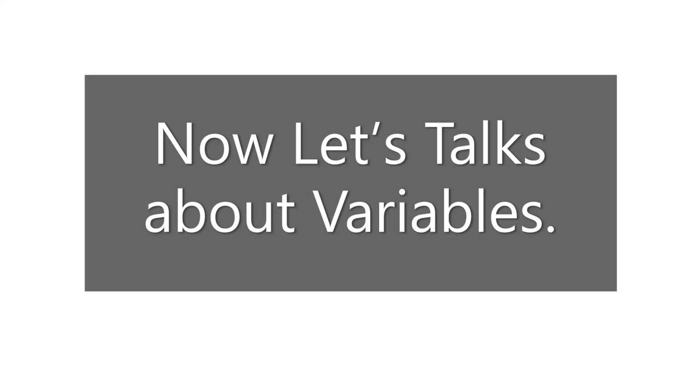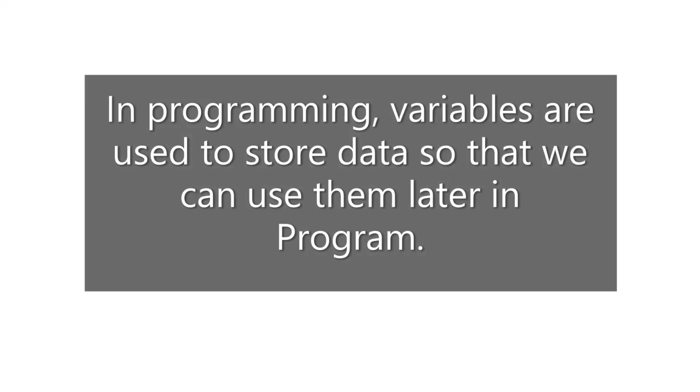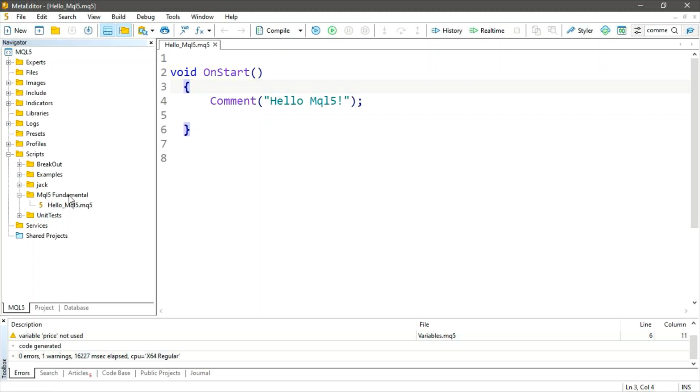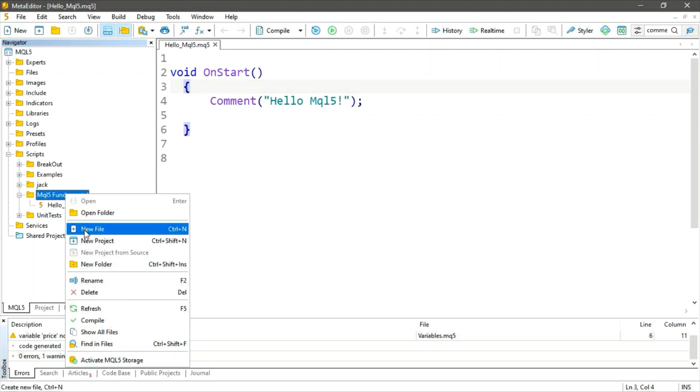Now let's talk about variables. In programming, variables are used to store data so that we can use them later in the program. Let's open our MetaEditor so we can learn how to create variables. Last time we created a folder named MQL5 Fundamental Tutorials within the Include folder, and we created our first script inside that folder. If you missed that video, the link is in the description. So now we are going to create our second script inside the MQL5 Fundamental folder. Simple, select our MQL5 Fundamental folder, click option and select new.